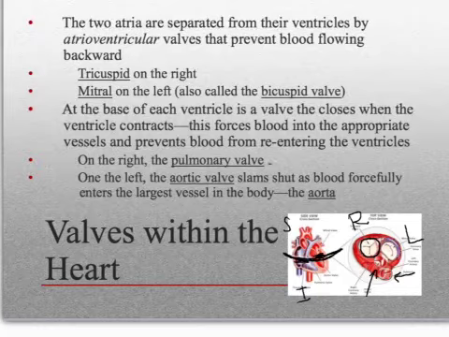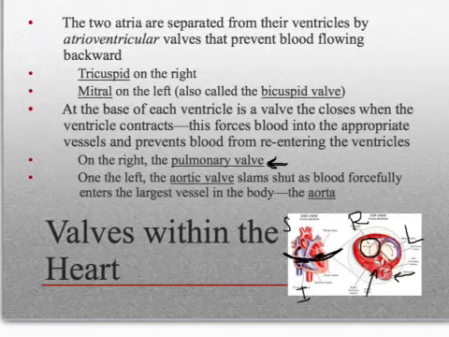So on the right side of the body, we have the pulmonary valve, so the valve leading to the lungs. And on the left side of the body, we have what's called the aortic valve, because the blood vessel that takes blood to the body is called the aorta. It is a huge blood vessel. You will be stunned when you see how big it is.